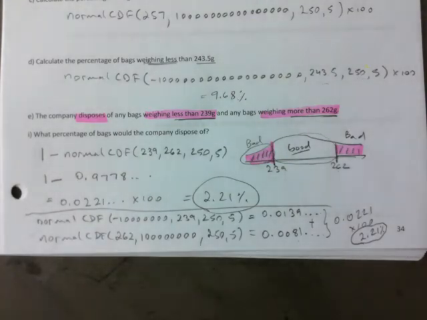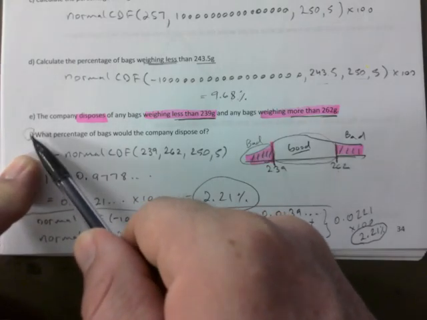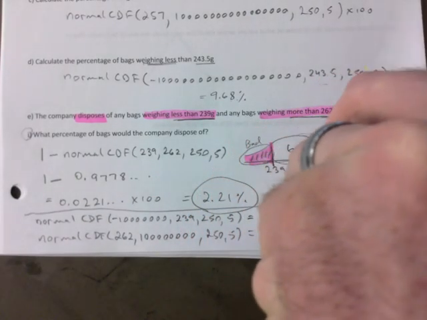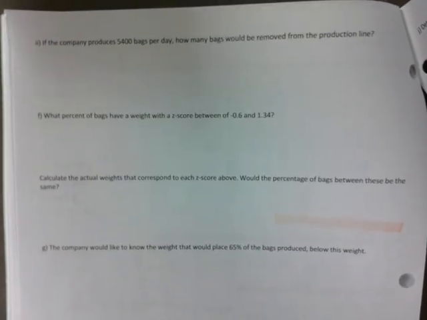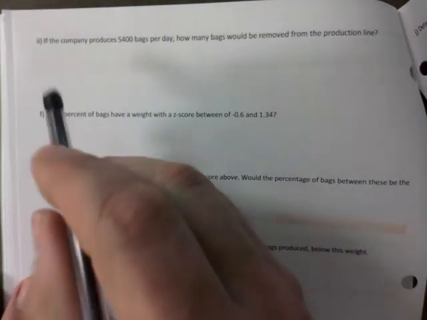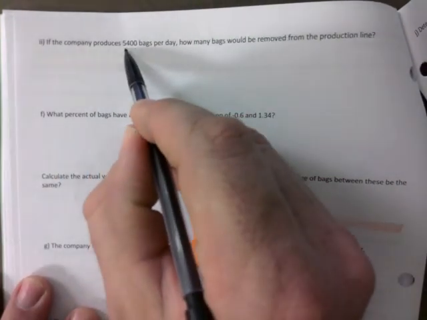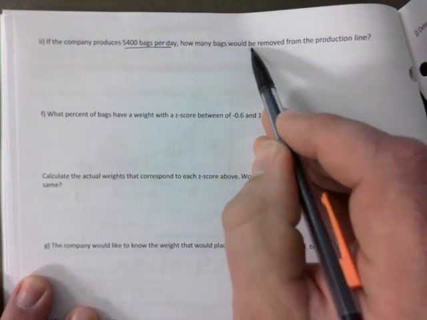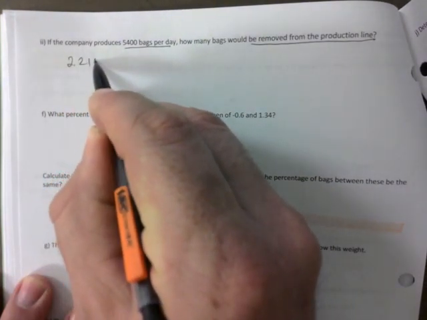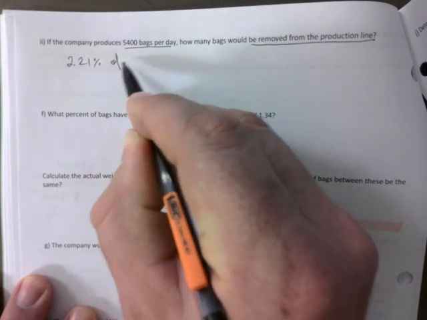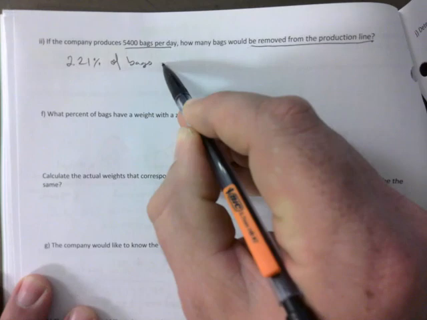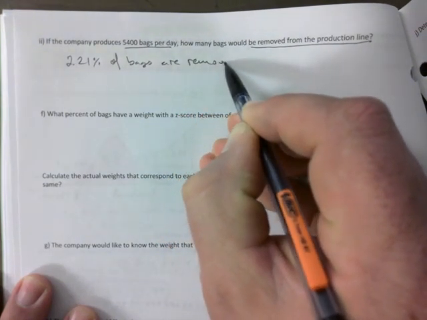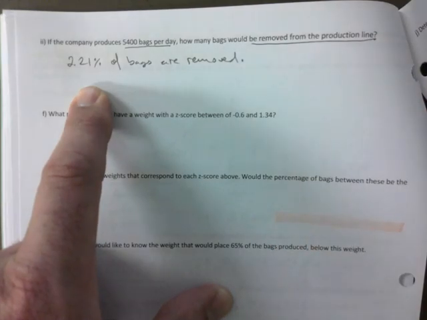Then 34 on the back side, this is I, right? And then double I, if we go to 35, we're going to use this answer to answer this question right here. If the company produces 5,400 bags per day, how many bags would be removed from the production line? And so 2.21% of bags are removed, okay? We figured it out on the previous page.